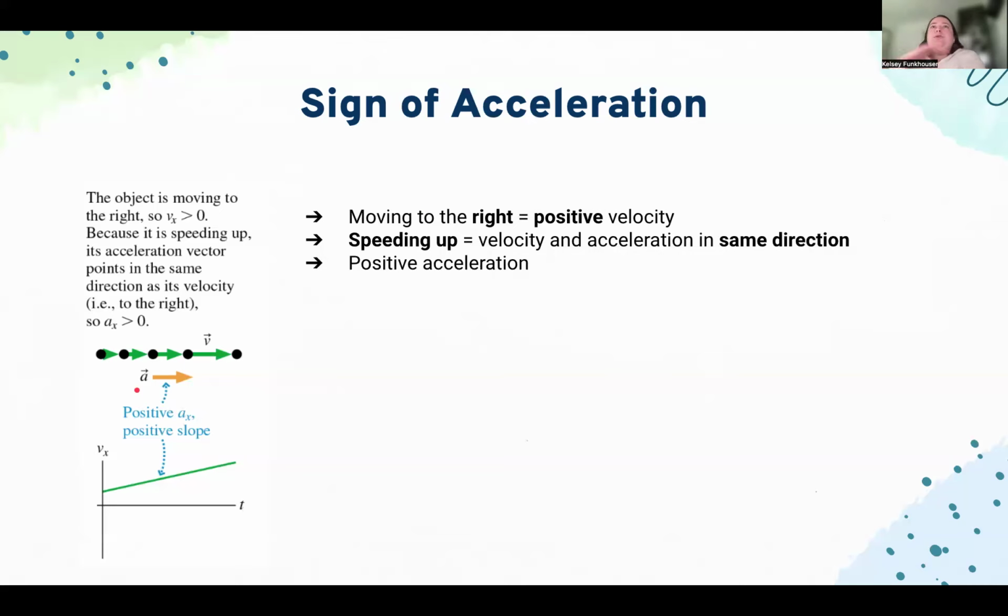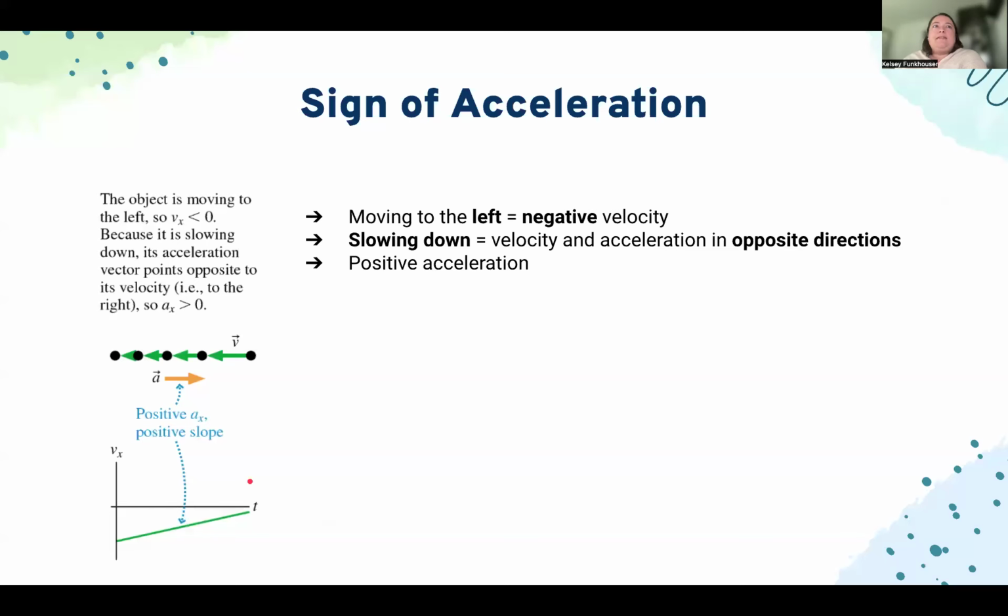So general rule, speeding up means the velocity and acceleration are in the same direction, meaning our acceleration here is positive. And then we can see on our velocity graph that that means we have a positive slope. In this example, the object is moving to the left. Again, look, our velocity vectors point to the left. So the velocity is negative.